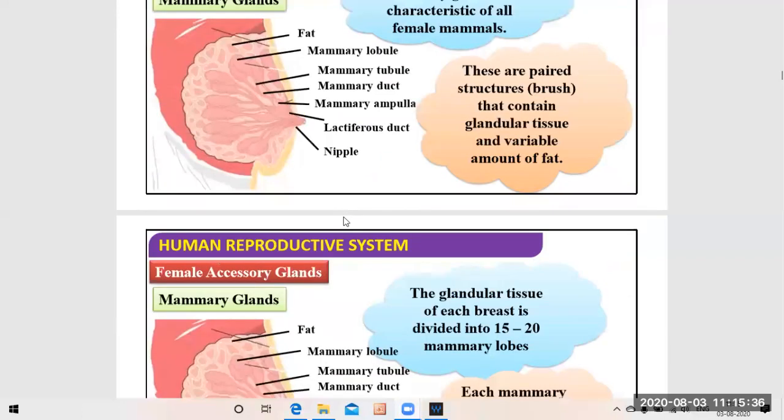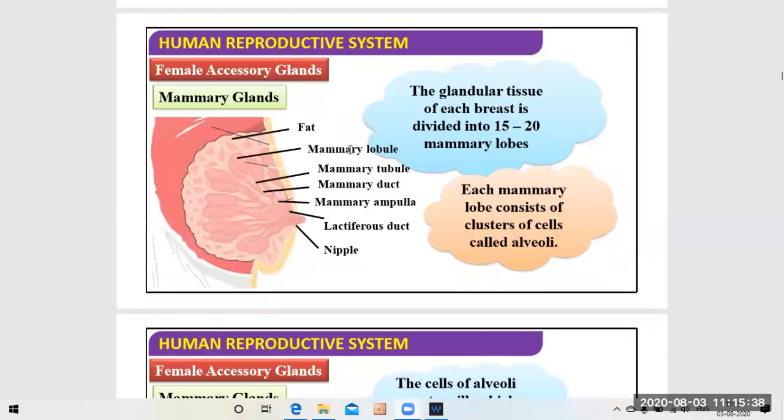Female accessory glands: in the structure of each breast, one breast contains 15 to 20 mammary lobes. So how many lobes are there in one mammary gland? There are 15 to 20 mammary lobes. Each mammary lobe consists of clusters of cells called alveoli. Alveoli are like small pipelines. Each and every alveolus contains cells.